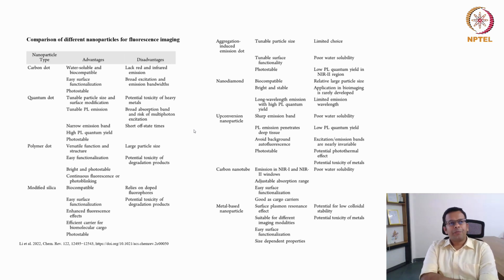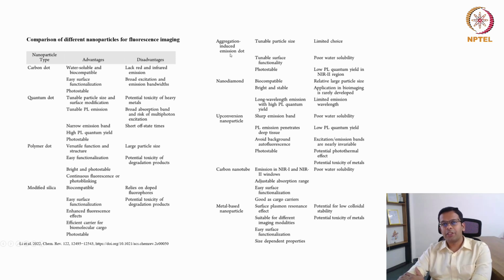In this table, you can see the comparison of different nanoparticles for fluorescence imaging. These are the different nanoparticles: carbon dots, quantum dots, polymer dots, modified silica, aggregation-induced emission dots, nanodiamonds, upconversion nanoparticles, carbon nanotubes, and metal-based nanoparticles. You can read this table for your reference, but I'll quickly go through some of the major advantages and disadvantages offered by different nanoparticles.